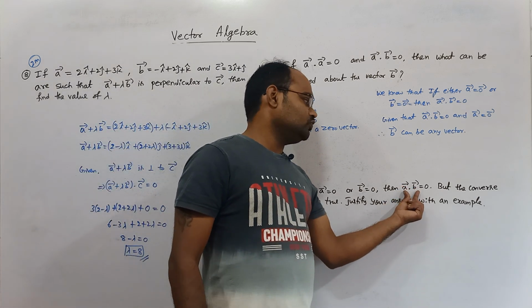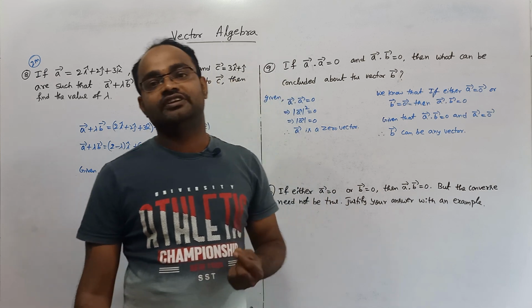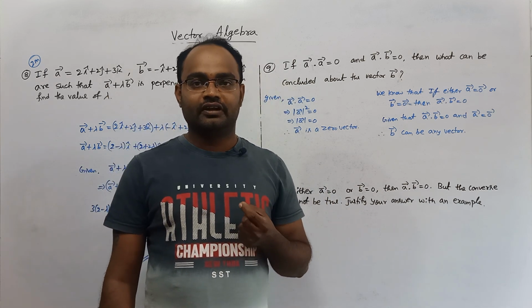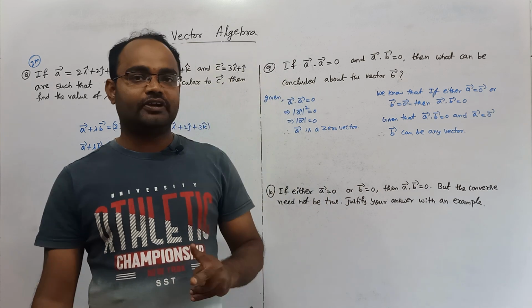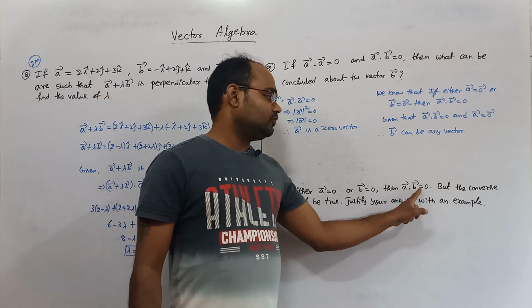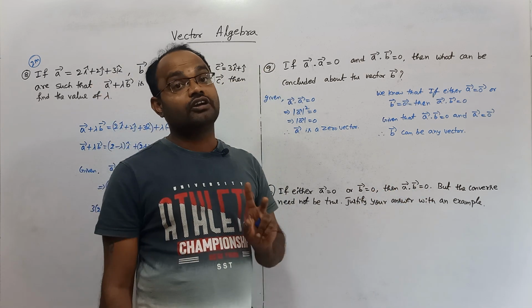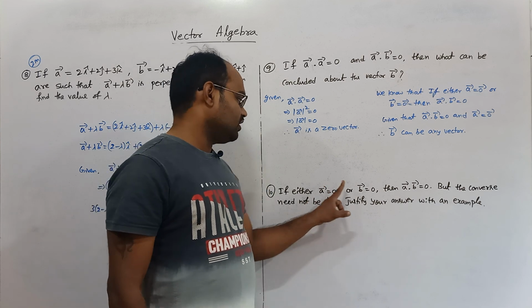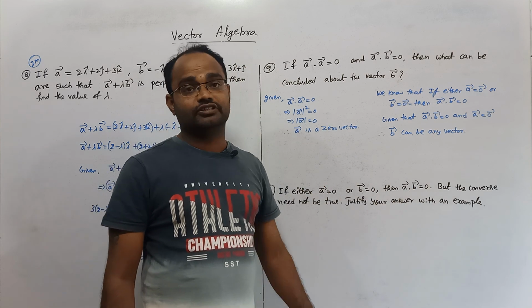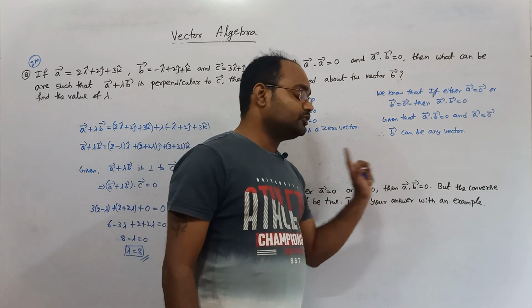We know that for two non-zero vectors, if A dot B is 0, then they are perpendicular. So consider two non-zero perpendicular vectors, then their dot product will be 0, but they are not 0 vectors. A is not 0, B is not 0, but the dot product will become 0. So the converse is not true.